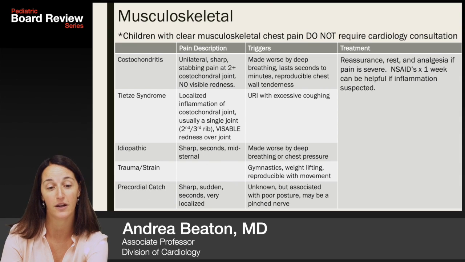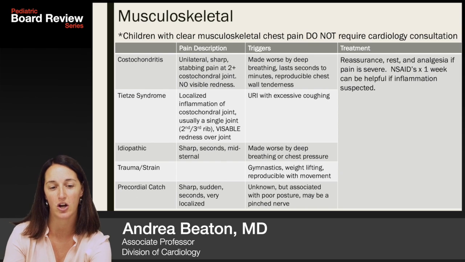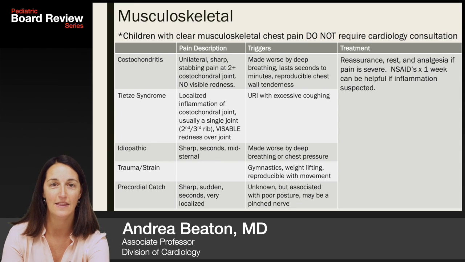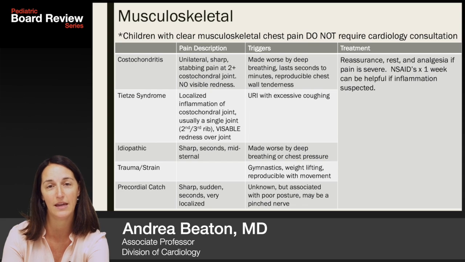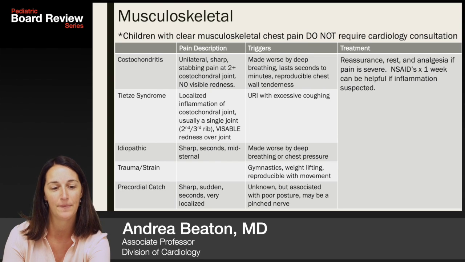The first is costochondritis. This pain is going to be unilateral, so one-sided, sharp, stabbing, and localized to a costochondral joint or several joints on exam. The important distinction here from the next one we'll talk about is there's no visible redness or swelling that you can see on the chest wall. These kids in the history are going to say it's made worse by deep breathing, the pain can last seconds to minutes, and it's reproducible chest wall tenderness. The answer to all of these on the treatment side is going to be the same, so we'll go to the next one.